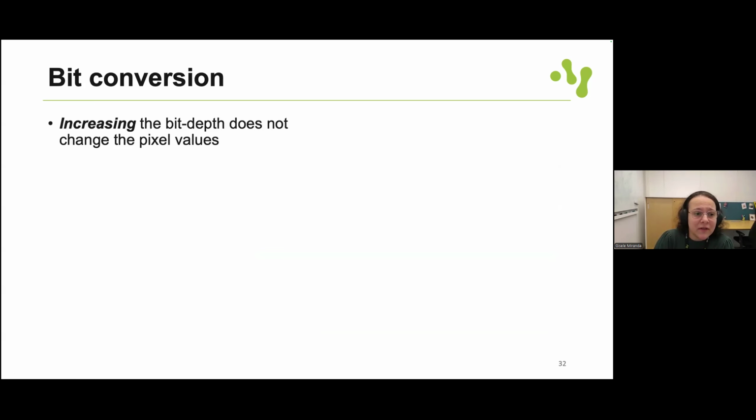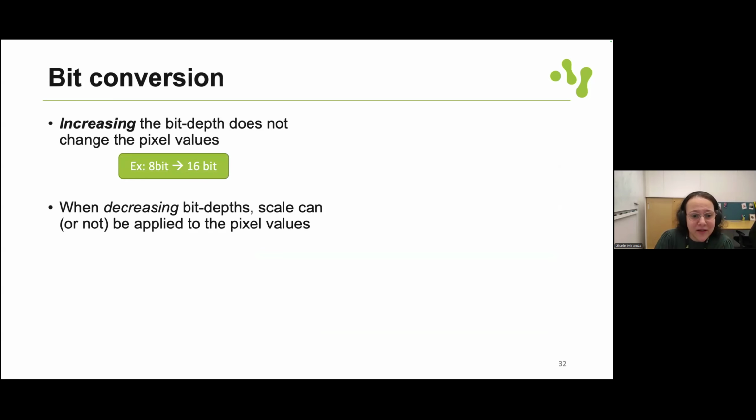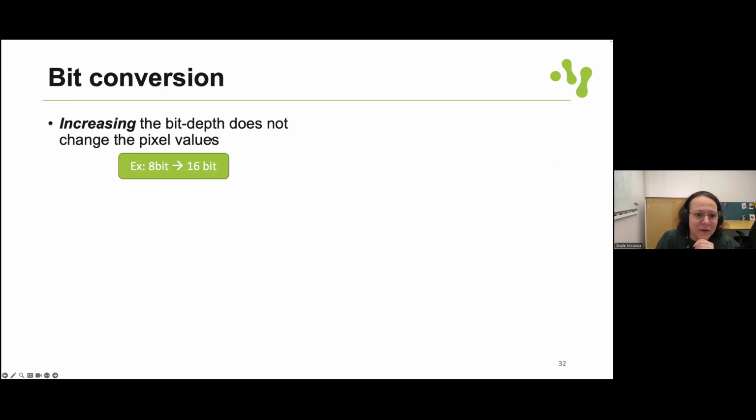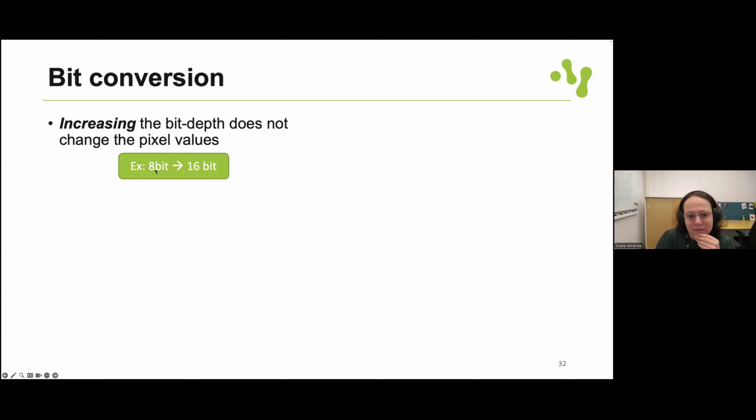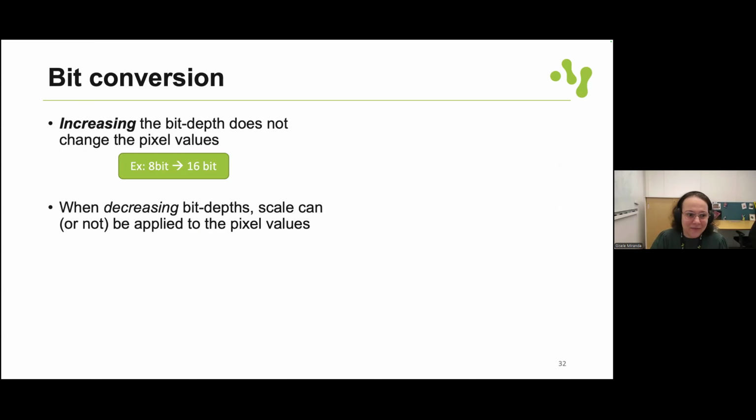Also, bit conversions. So if you have an image that is 8-bit, here's an example of if you convert an 8-bit image to 16-bit image, some softwares allow you to do that. But so you are mapping a signal of much lower resolution, a lower range of values, to a higher range of values. So this will not change the pixel values, right?